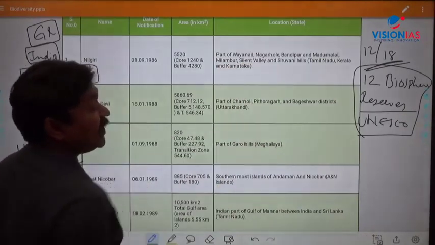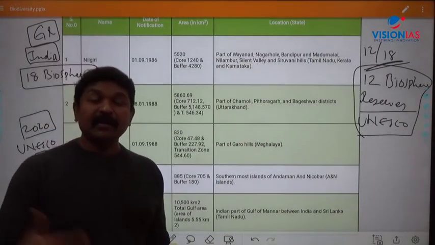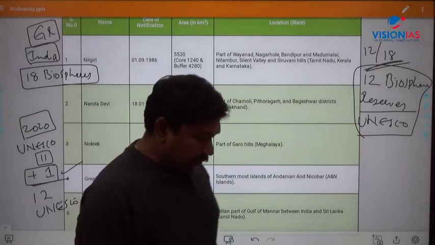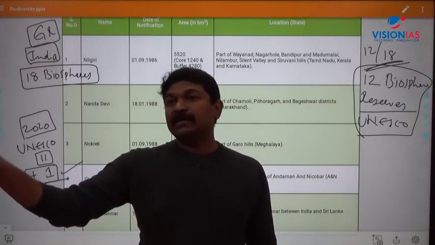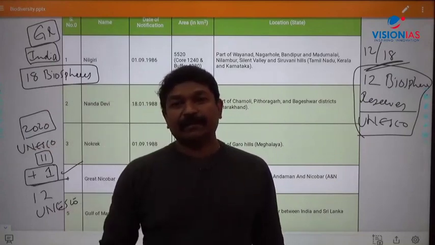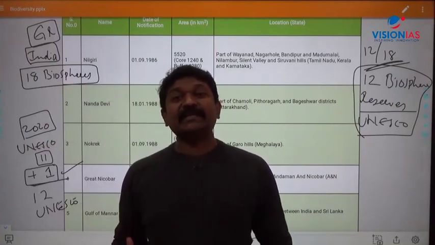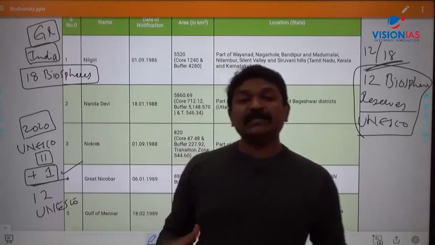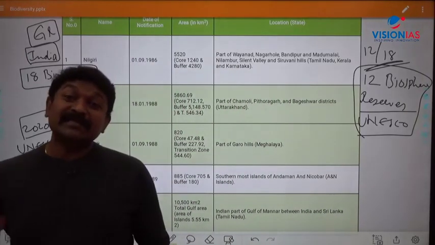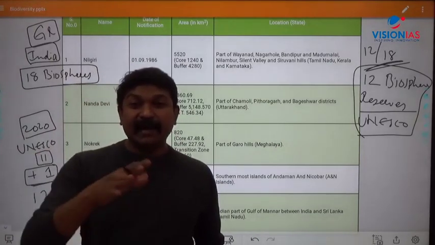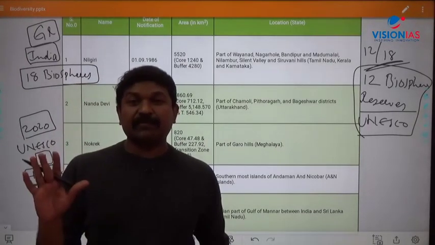The areas are very important. Earlier in UPSC, the questions were asked just like where is that biosphere reserve, in which state it is located. This was the trend that was maintained by UPSC till 2012. But right from 2017, see this one, the trend has completely changed.